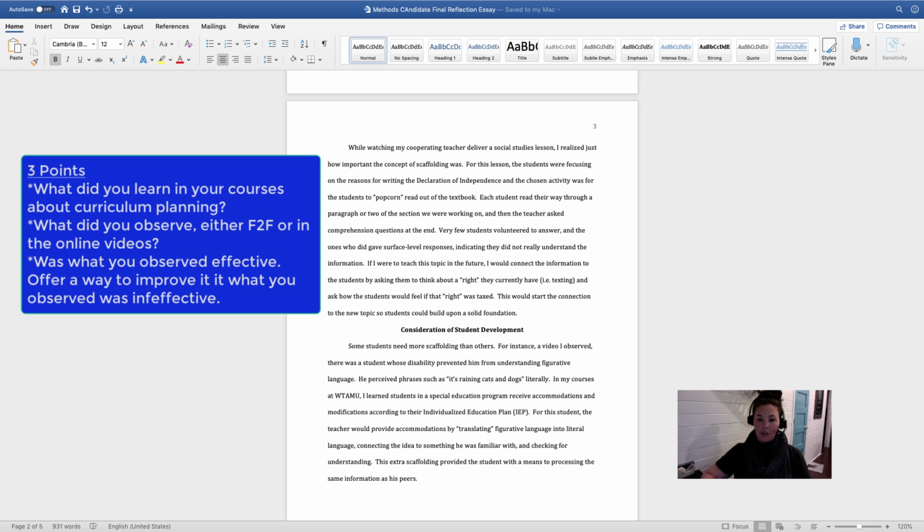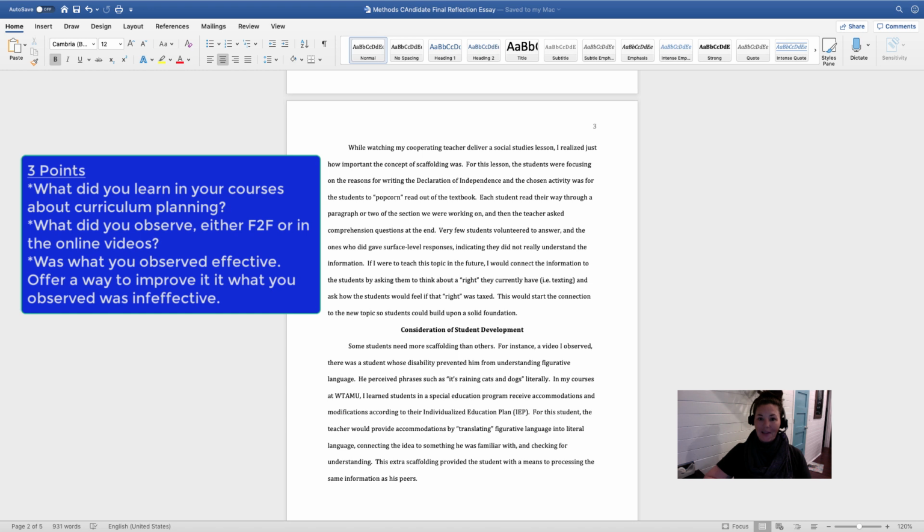Describe that connection. Figure out if there was a discrepancy between the two, like if what your professors told you matched what you saw in the videos, or if what your professors told you did not match. So what you're going to do is evaluate what you observed either in face-to-face or video observations, and then you're going to tell us whether or not that strategy was effective.